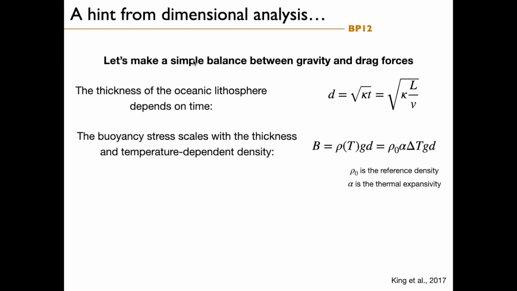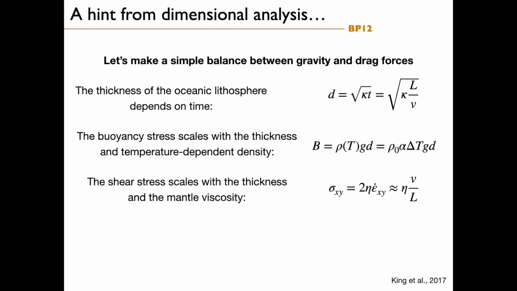Now we want to scale the buoyancy stress, and for this we will use the thickness D and a temperature dependent density. So buoyancy stress is density, which is temperature dependent, times g times D. How to compute temperature dependent density? We have to formulate it this way. Rho 0 is the reference density, alpha is the coefficient of thermal expansivity, and delta T is the temperature difference. So we have now these expressions: rho 0, alpha, delta T, g, D. And D, we've scaled it already.